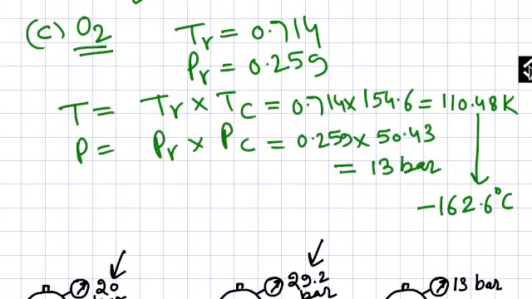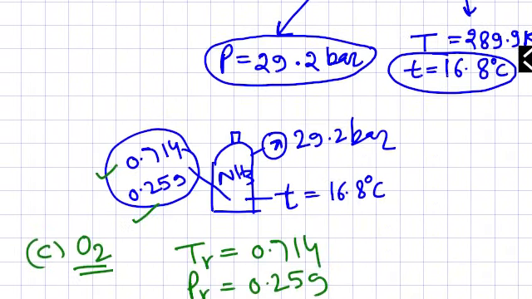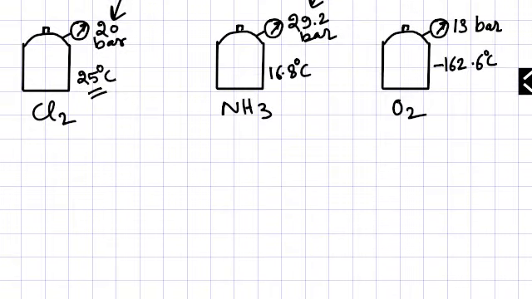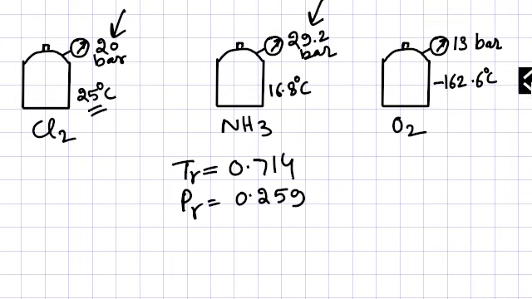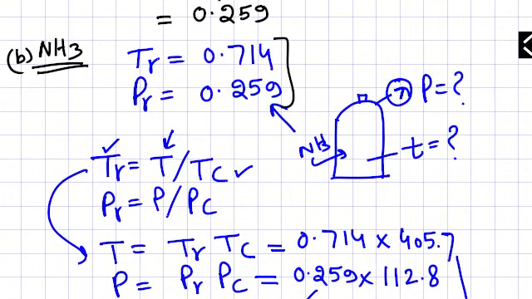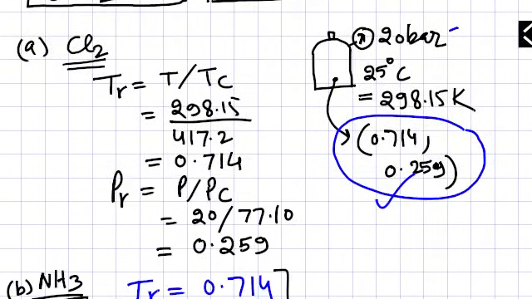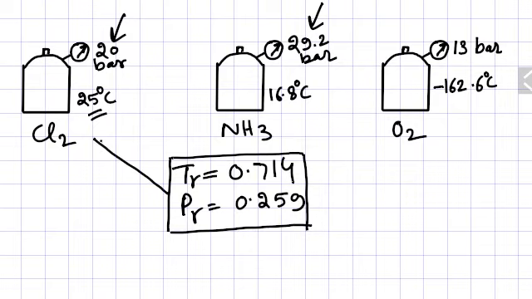The temperature of chlorine is maintained at 25 degrees centigrade, ammonia is at this much temperature, and oxygen is at minus 162.6 degrees centigrade. So if you see this, you will say that there is no similarity between these gases, everything is different. But what we have done in this numerical is that we have calculated all these values at the same reduced conditions, and for chlorine gas also the same data was used. So though these gases are at different temperature and pressure, they have the same reduced states.